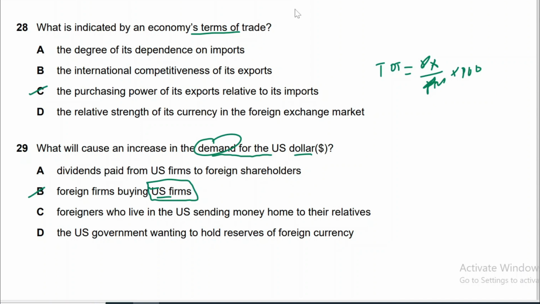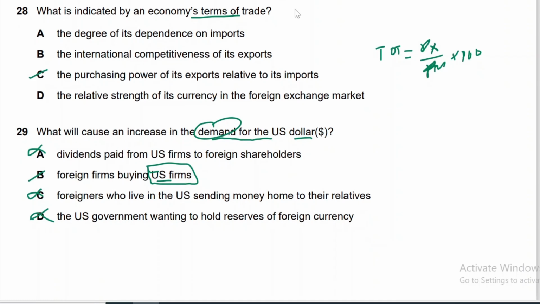Dividends paid from US firms to the foreigners will increase the supply of dollars, not the demand for dollars. Foreigners who live in the US sending money home to their relatives will again increase the supply of dollars, not the demand for dollars. US government wanting to hold reserves is again not a factor that affects the demand for dollars. So option B is the correct answer.